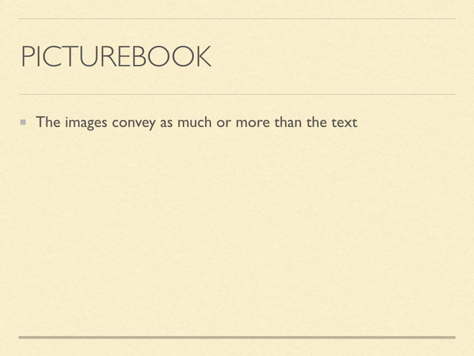So, one example of format is a picture book. In this, the images convey as much or more than the text. The images are crucial to understanding what's happening. Sometimes picture books are wordless. They don't have any words at all. These can be referred to as wordless picture books. They don't have to be, but they can.